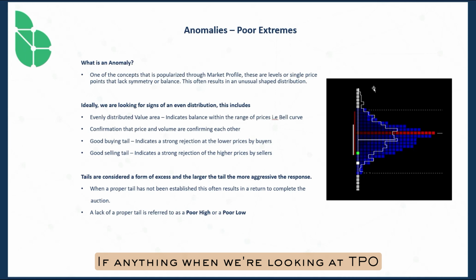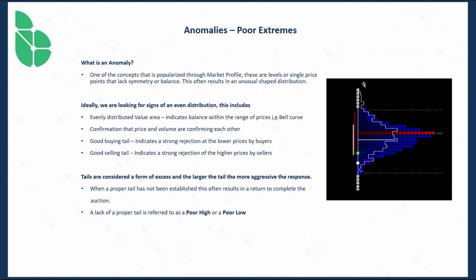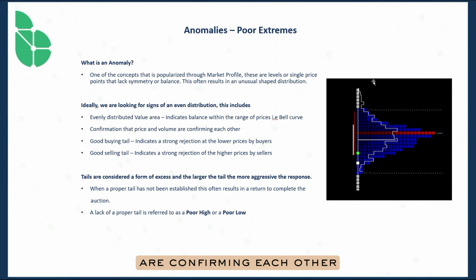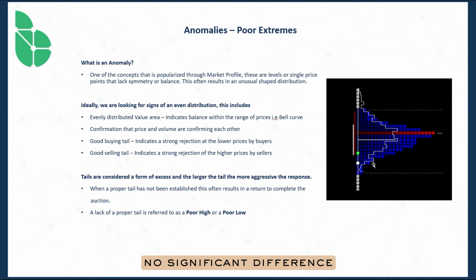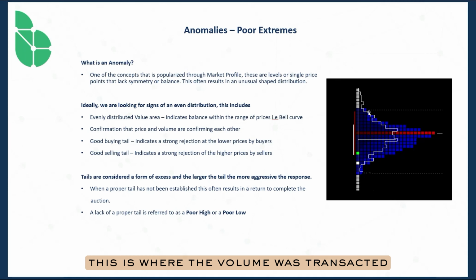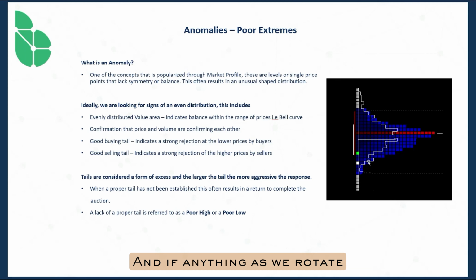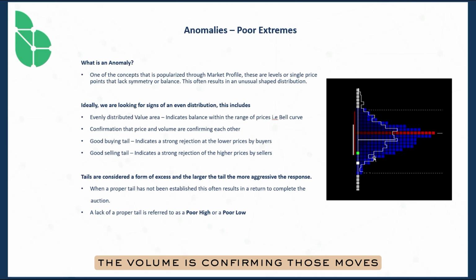When we're looking at TPO, we're going to be able to identify whether or not it's balanced or imbalanced. We want to see that the volume and rotations are confirming each other. Throughout this distribution, we want to see that there's really no significant difference between where we spent time versus where volume was transacted. In this case, I have my volume profile directly over this TPO chart. This is where the volume was transacted, and as we rotate throughout the day, we want to see that the volume is confirming those moves.